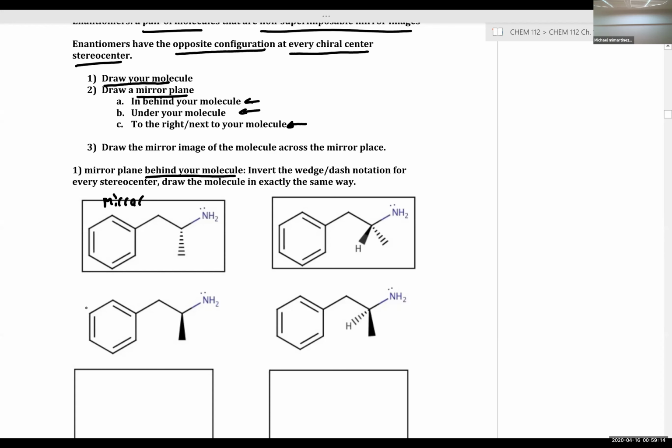Now, when the mirror plane is behind your molecule, let's show what's going on here. So in this case, our methyl is pointing out of the page, okay? Does everyone notice how in this bottom structure for our wedge, the methyl is pointing out of the page? Does that make sense to everyone? The methyl is jutting out towards us. Okay. Now in the mirror image, your methyl now gets a dash. It's now moving into the page.